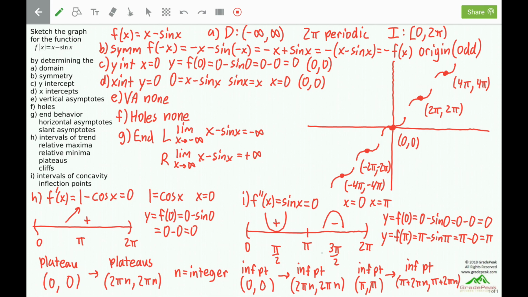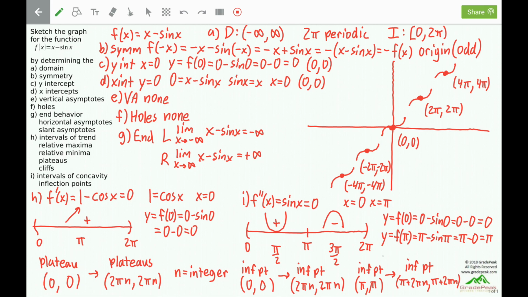Now, we also have an inflection point at 0, 0. Well, 0, 0 is a plateau, and plateaus are always inflection points, so no surprise there. As a matter of fact, the general inflection point of 2 pi n, 2 pi n is just the plateau points that we've already graphed on there. So that checks out. Those are certainly inflection points. The concavity change is always around a plateau. Each of those have a concave down on their left and a concave up on their right.